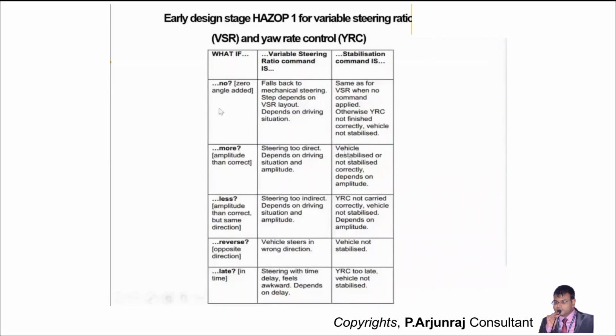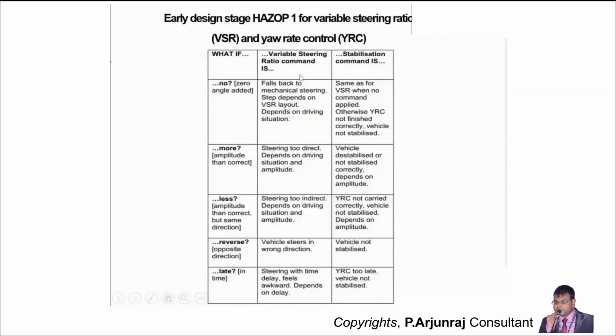So the scenario is: what will happen if zero angle is added, what will happen if more amplitude is applied than the expected value, what will happen if less amplitude is applied than the exact value, what will happen if the steering is operating in the opposite direction, and what will happen if the reaction time is less or late. You need to steer your vehicle, right? So when you steer the vehicle, maybe with a delay, what will be the impact?